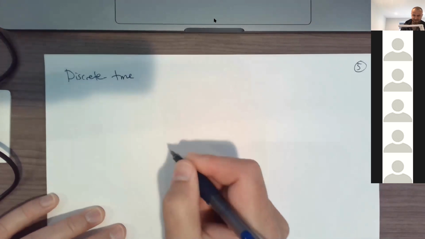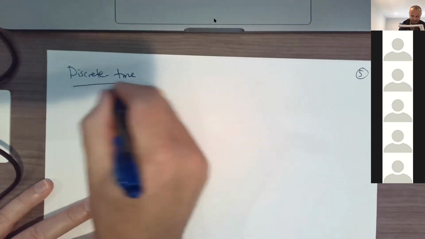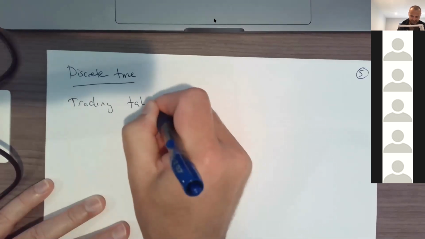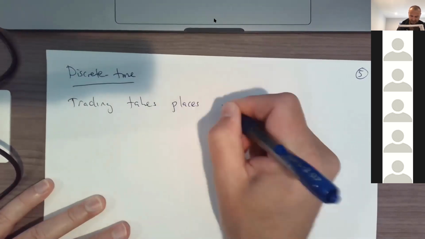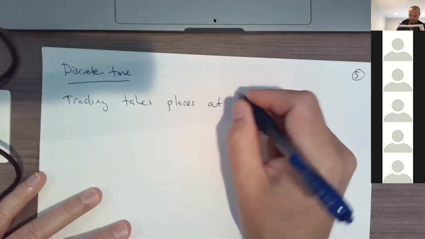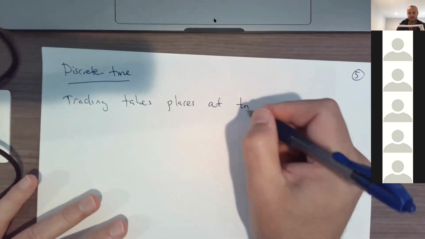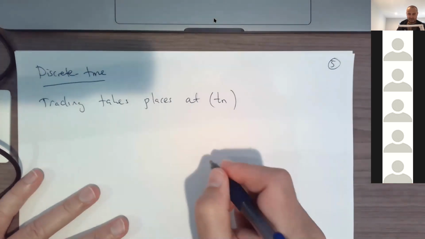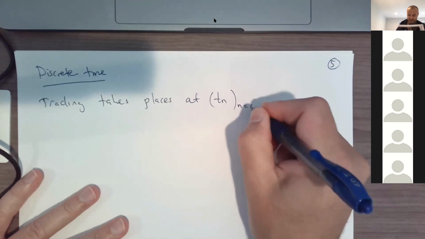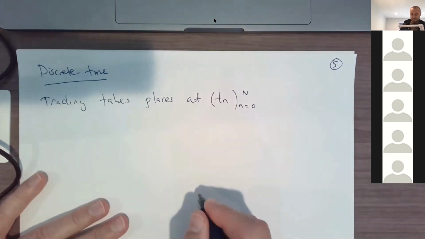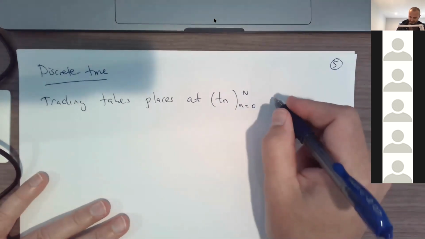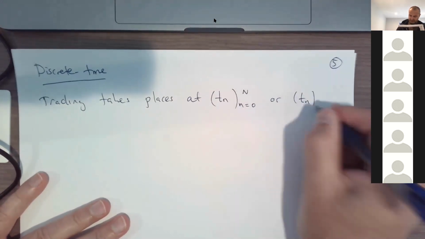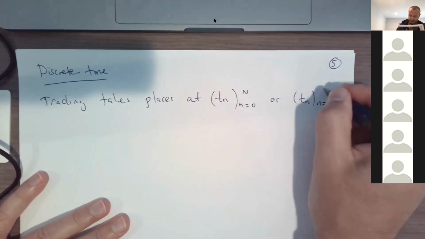Discrete time. What that means is that trading takes place at times, let's say T_n, and these are time points, and there's a sequence of them. So you can start at 0, say, and you can go up to n, or you could do an infinite model.